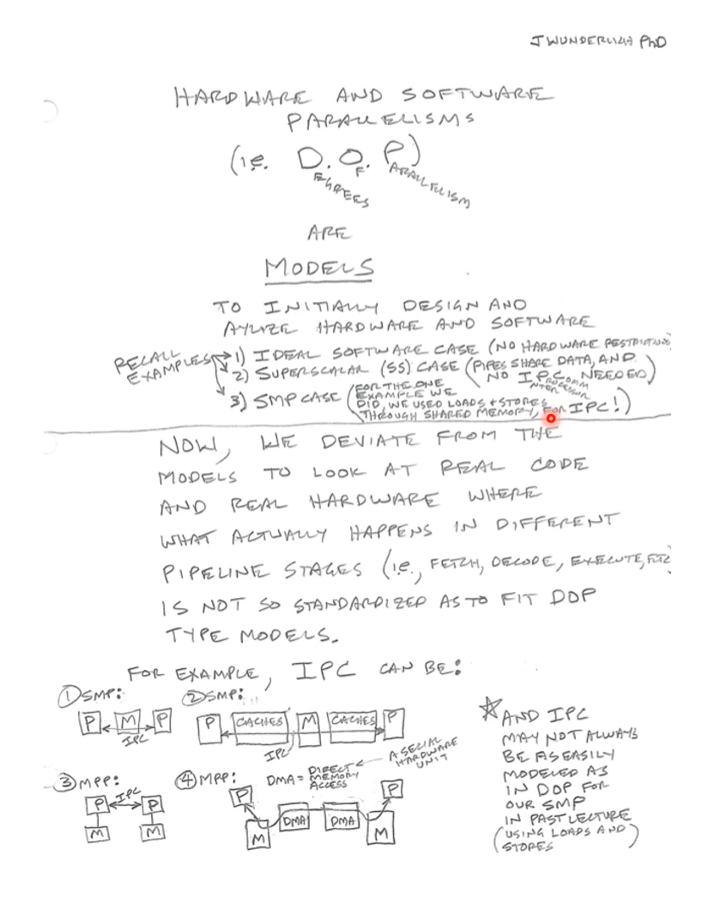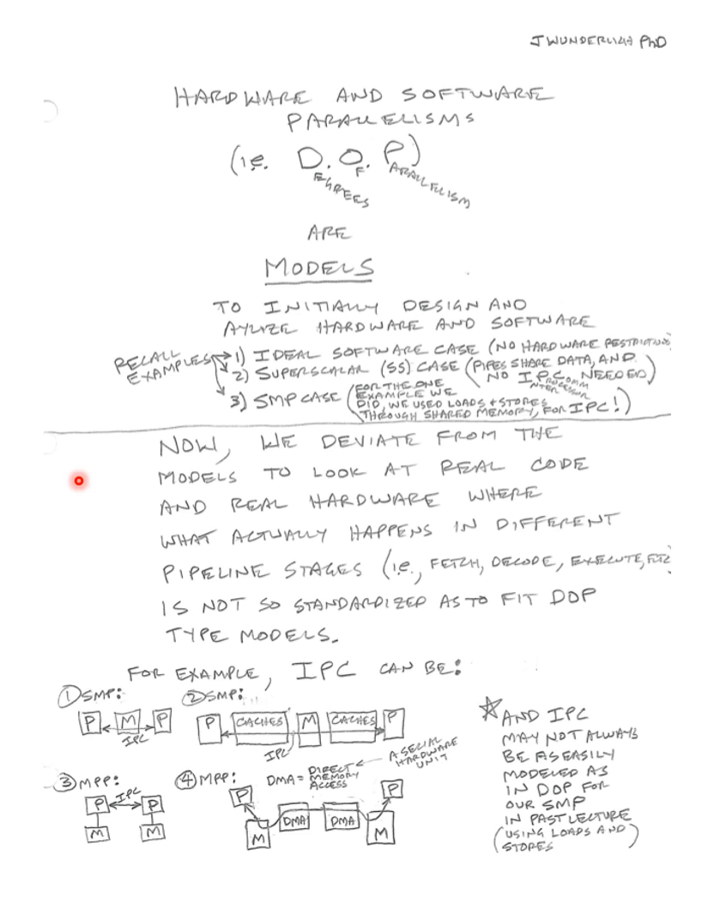So hardware and software parallelism and DOP, degree of parallelism, are models to initially design and analyze hardware and software. We saw that up above, where we did the ideal software case and the superscalar case, and then an SMP multi-core, multiprocessor case.